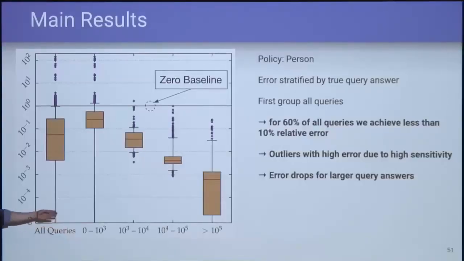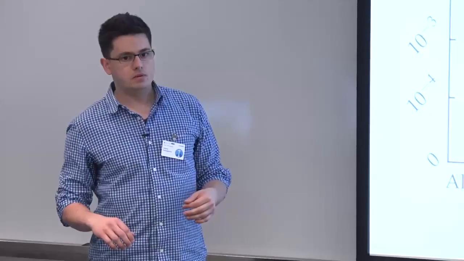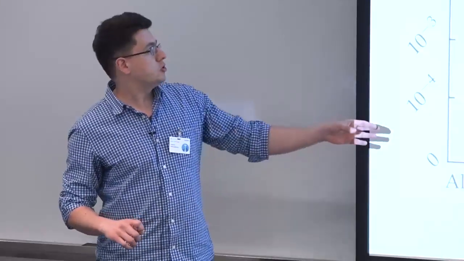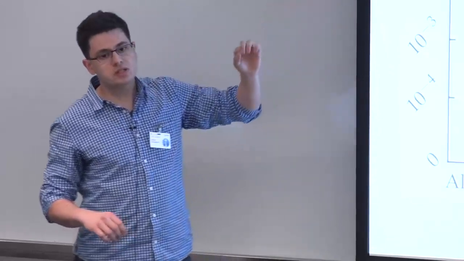So what is the x-axis and what is the y-axis? The x-axis is the groups of queries. These are all our queries here. These are queries that have true query answer between 0 and 1,000, and so on. And what is the y-axis? No, no, these are groups of queries. Every point there is a single query, a query whose true answer falls into this bucket.